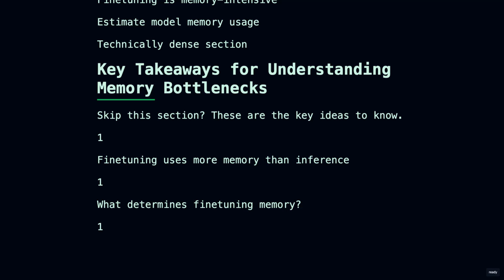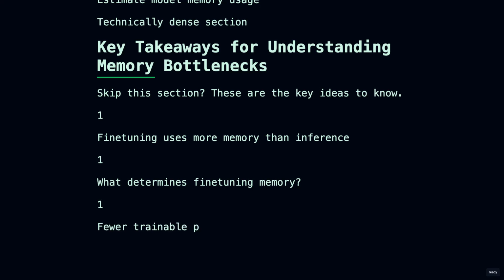Next is the practical implication of that idea. If you can reduce the number of parameters that need updating, you can reduce the memory footprint too. The more parameters you train, the more memory you consume. That is exactly why parameter-efficient fine-tuning, or PEFT, exists. It aims to adapt a model while changing only a small subset of its weights.